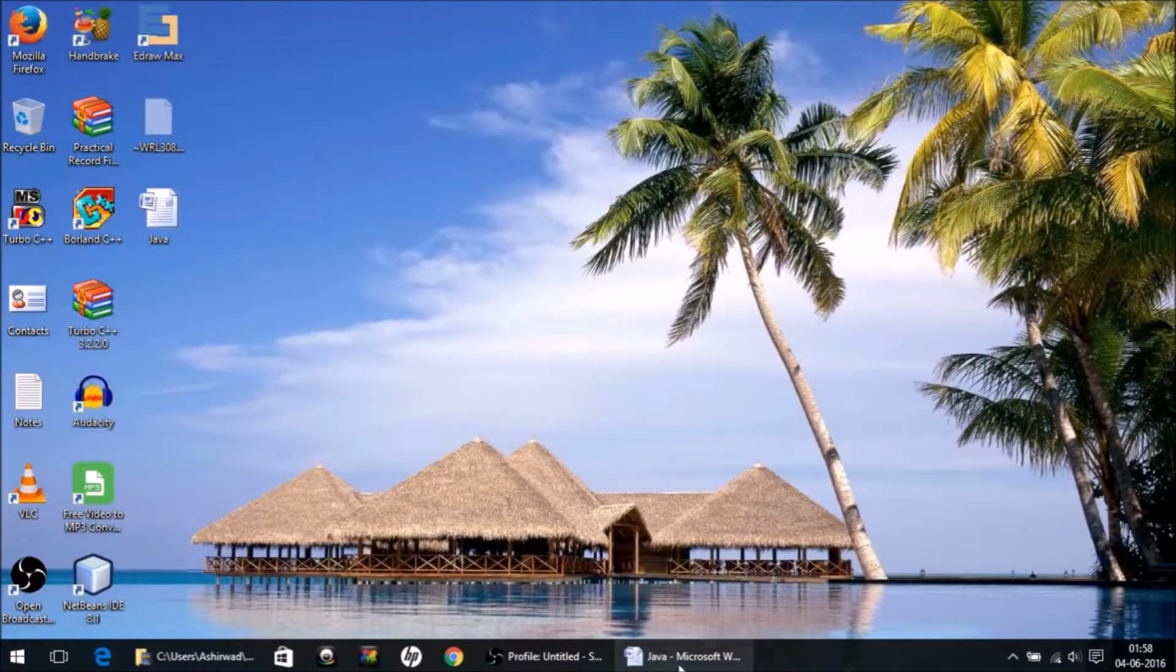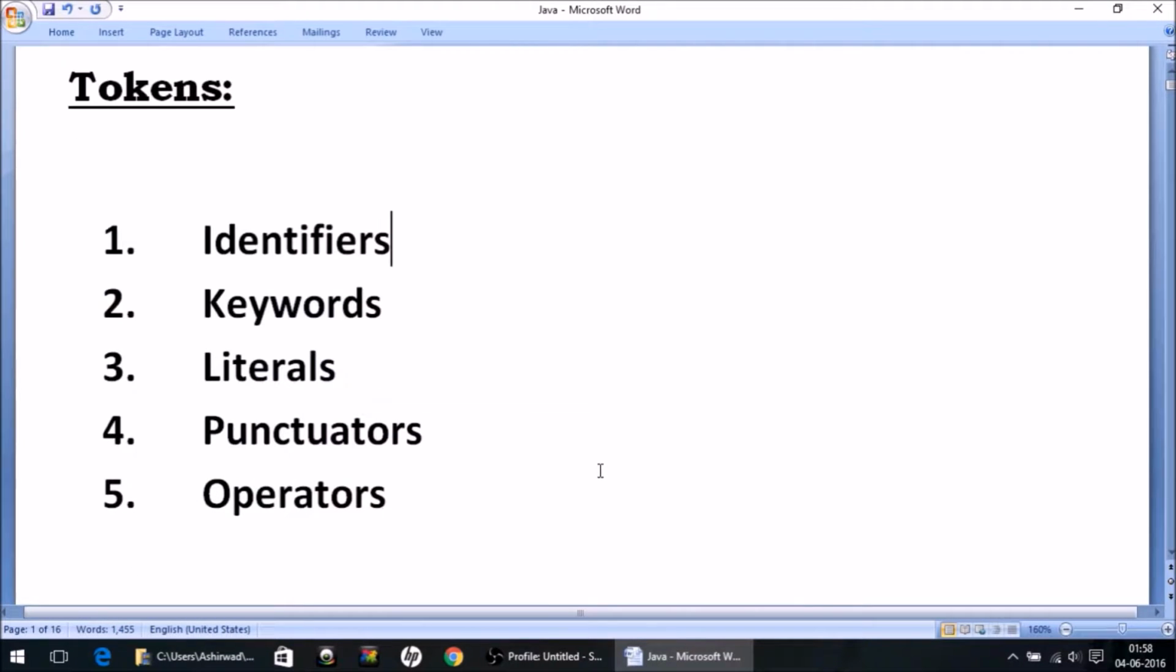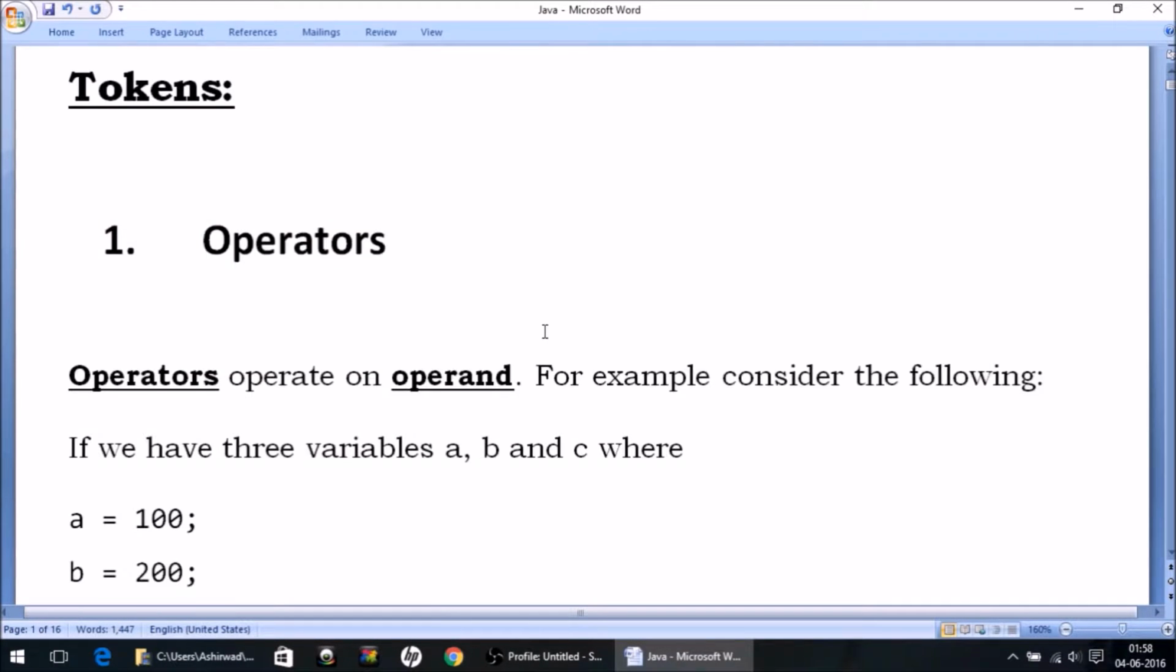Prasad here. In the previous lectures we have seen these 4 tokens in detail, and in this lecture we'll be covering operators. Now you people have to understand one thing first of all, that this is a very important thing to understand for any programming language. So make sure you have very good understanding of operators before writing programs on your own.